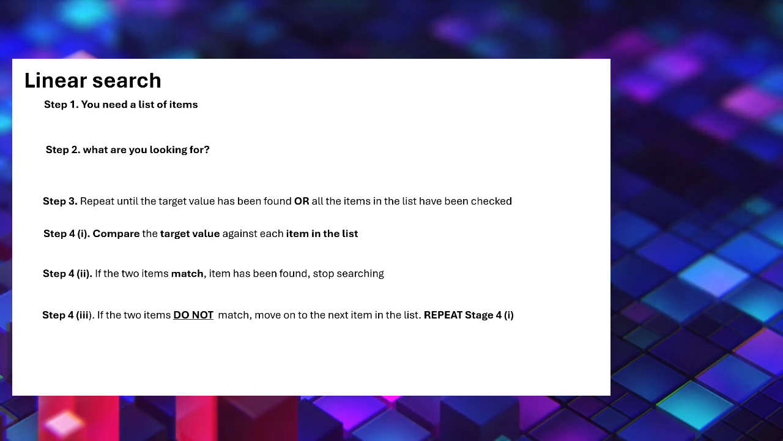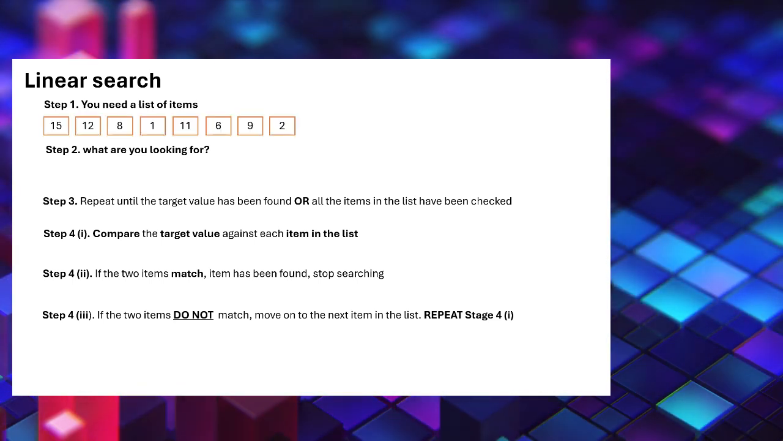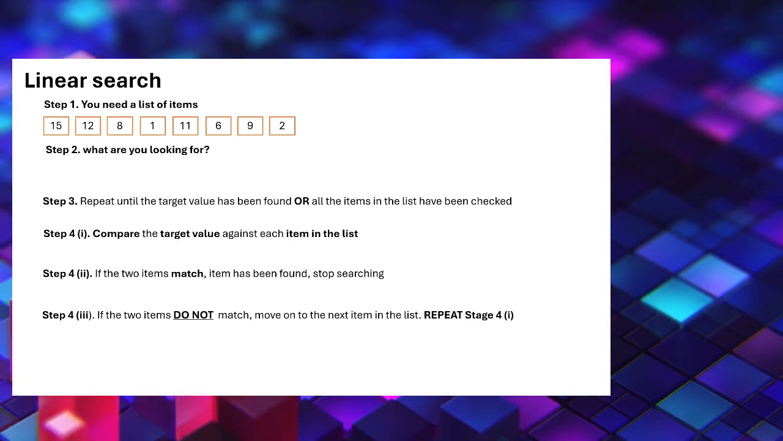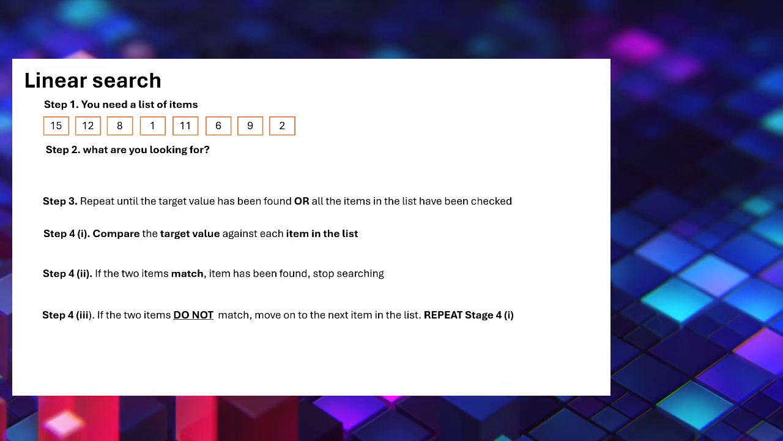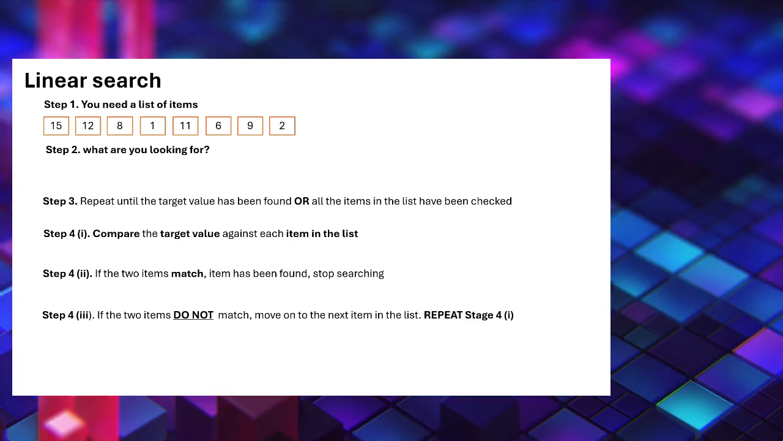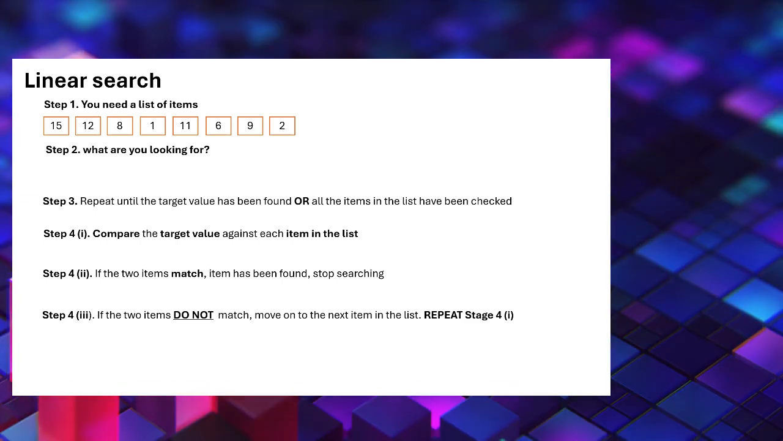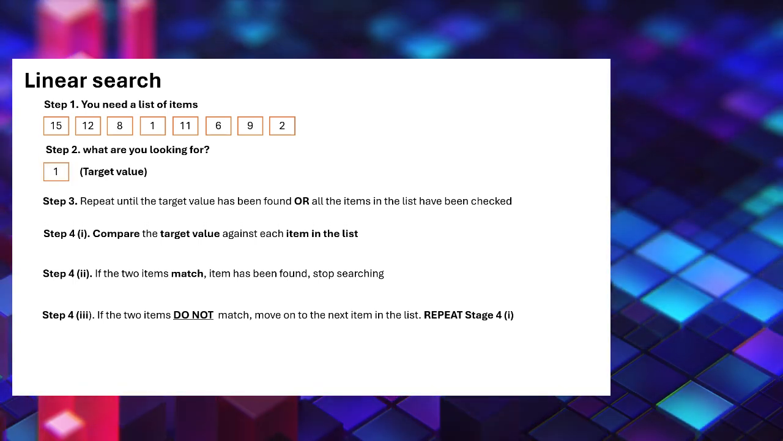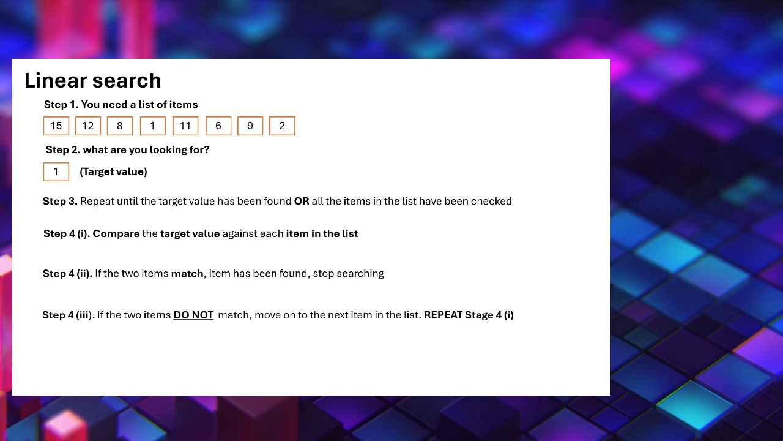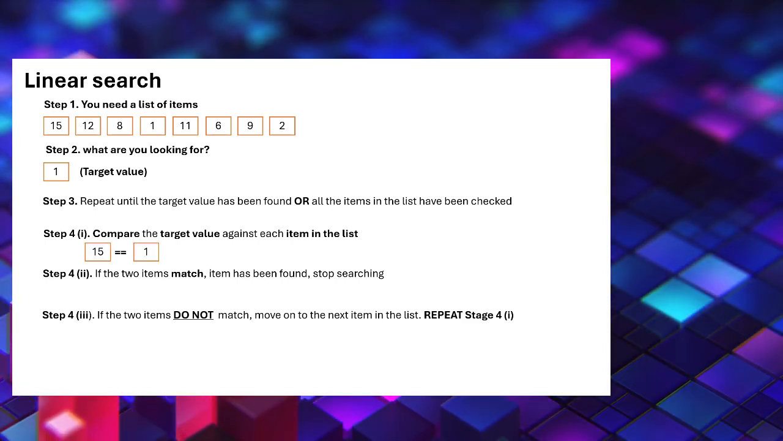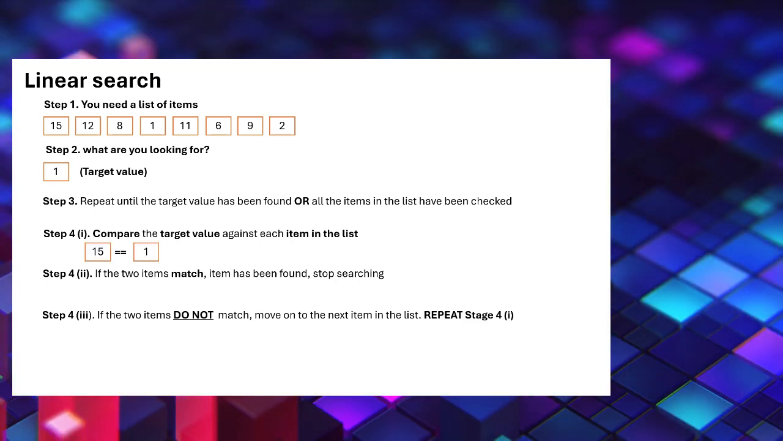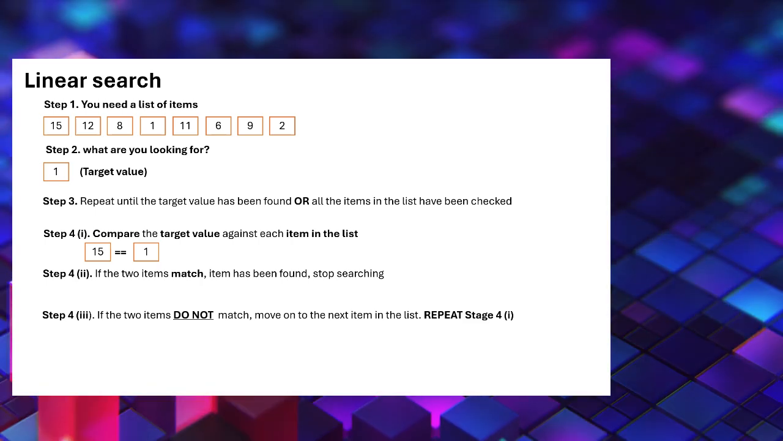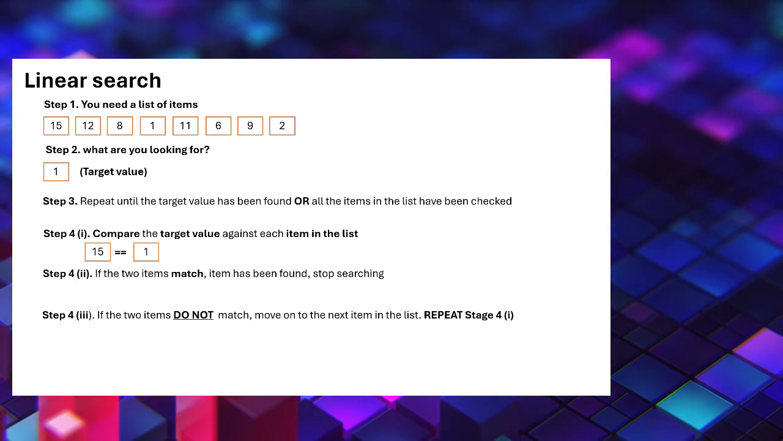So let's have a look at this list we have here. And here we've got 8 values: 15, 12, 8, 1, 11, 6, 9, and 2. They're all integers, okay, whole numbers. And what we're going to be looking for next is the number 1. So this is our target value, our target data. And what we're going to do is write it in what you might know as pseudocode, in between programming and actual code.